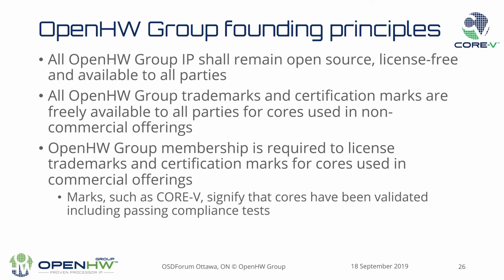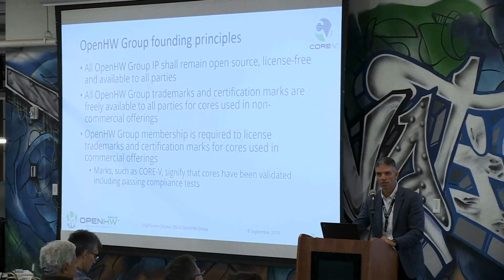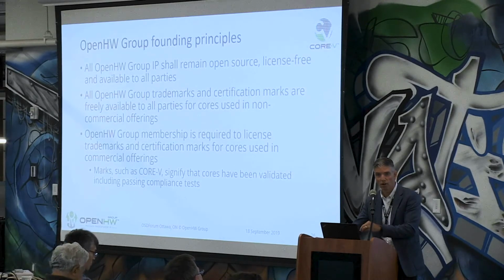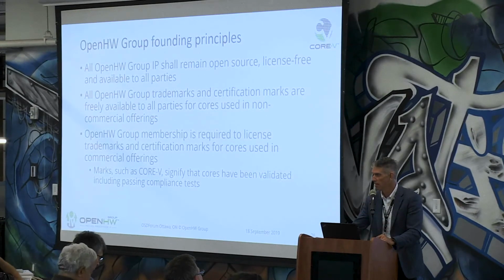All the IP that we work on will be free and open and permissively licensed for everyone to use. Cores, and the tool chain to support the cores. We'll have trademarks associated with the cores, and if you're using the cores in either research or a non-revenue generating application, you get ready access to the trademarks. If you want to use the artifacts in a commercial product, we simply ask that you become a member of the organization, and that's how you get the license to the trademarks. If you don't want to use the trademarks at all, you don't have to. You can take the IP, call it whatever you want, fork it, do whatever you want with it, and away you go.